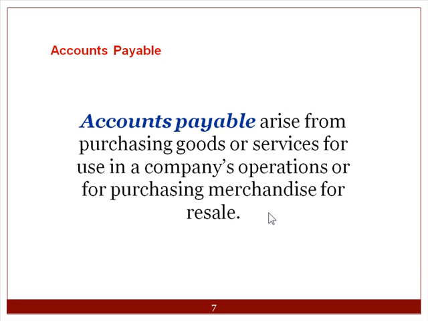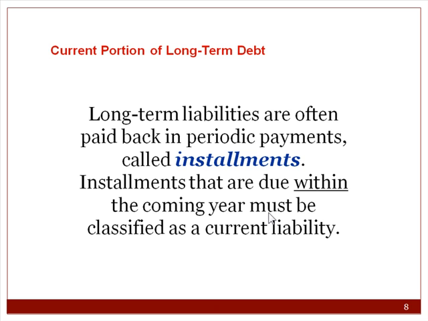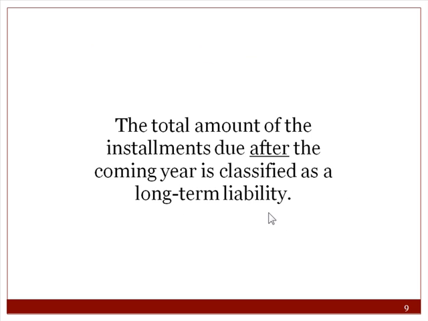Accounts payable arise from purchasing of goods or services used in your operations. So it's what we've been talking about so far in relation to buying merchandise that you sell in your merchandising company. Long-term liabilities are often paid back in periodic payments called installments, and installments that are due within the coming year must be classified as a current liability. So this is what I was referring to a moment ago, that if you have a business loan, the current 12 months within the year must be classified as current portion of long-term debt, or a mortgage on a piece of real estate, etc. The total amount of installments due after the coming year is classified as a long-term liability.